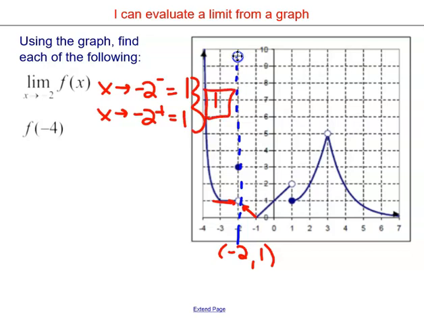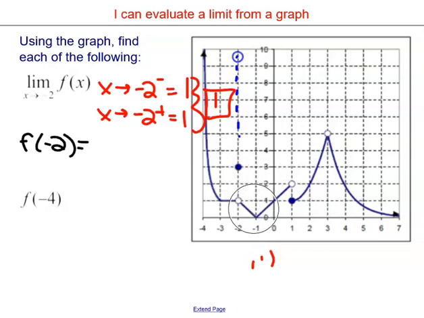I just want to look at what happens if we were going to actually plug that one in. If we were going to plug in negative 2, notice there's nothing filled in here, so I would be tempted to say it does not exist. However, it is filled in there. There is a point (-2, 3). There's a value there. So f at negative 2, the value is actually 3. So the limit is 1, but when you plug it in, there's a value there of 3.